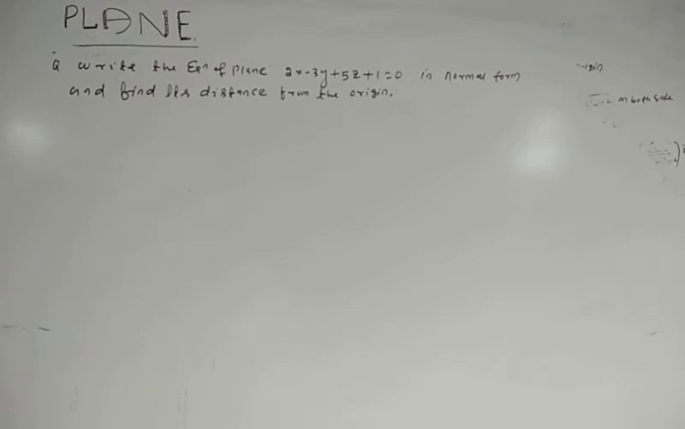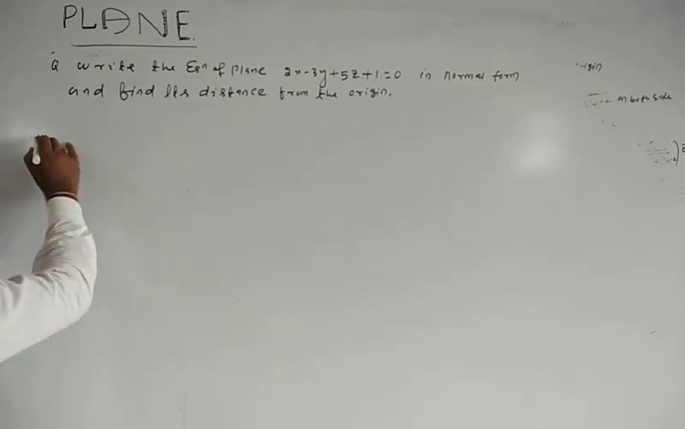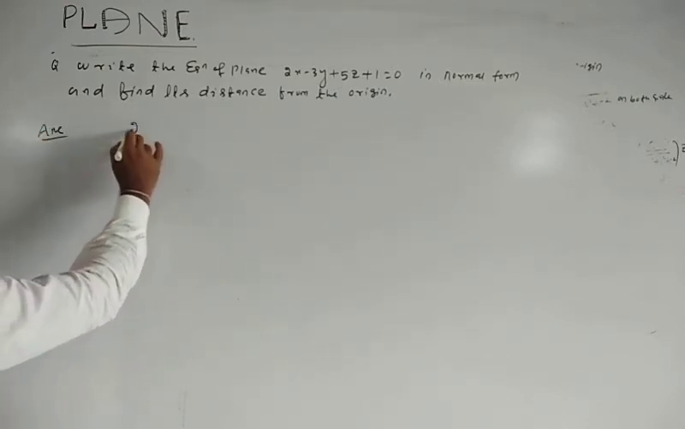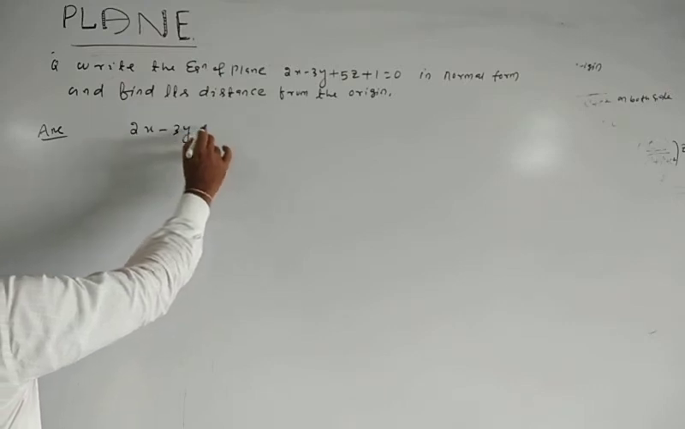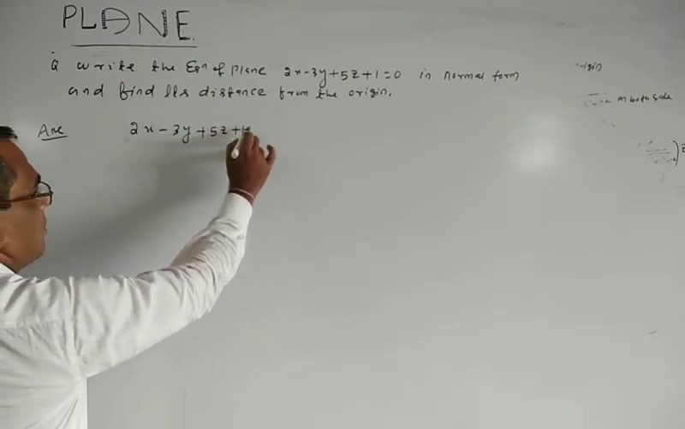Okay, so what we do, first we take the constant term on the right side. First you have to take the constant term on the right side, that is 2x minus 3y plus 5z plus 1 is equal to 0.